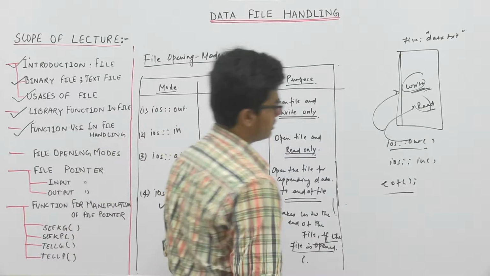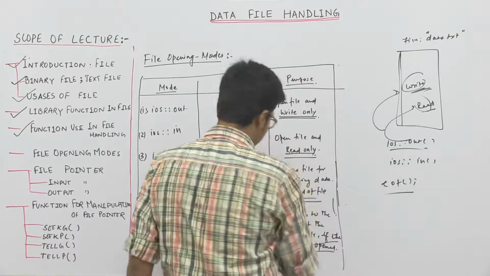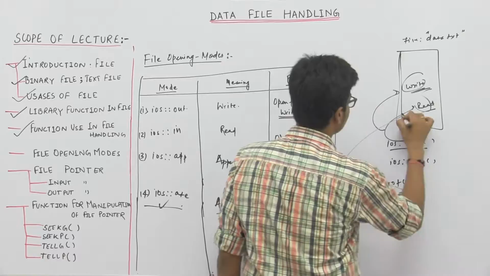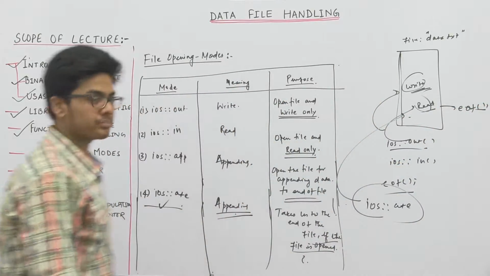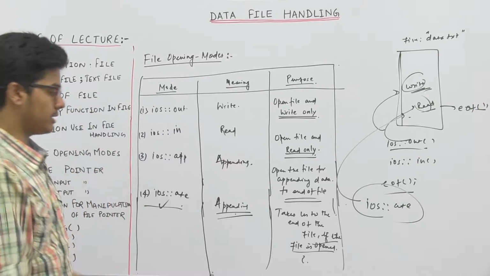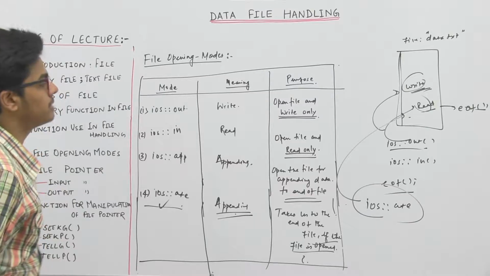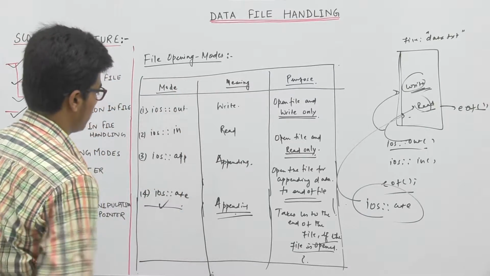If the file remains open, then because of ios::ate this mode will take it to the end of the file and the file will be closed. Whether we want to write or want to get some data from the file, these are the four modes which are very useful.